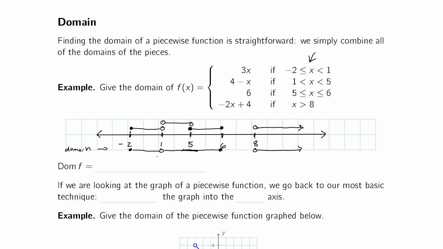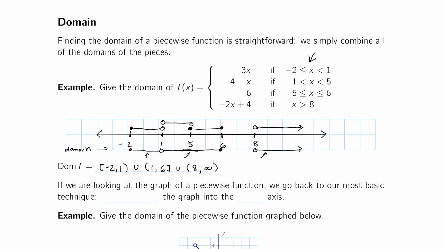To describe that in interval notation, well, here's a piece, here's a piece, and here's a piece. They all have gaps in between them. So I have from -2 up to 1, union with 1 up to 6, union with everything beyond 8, we express as 8 to infinity. And that's all there is to finding our domain.